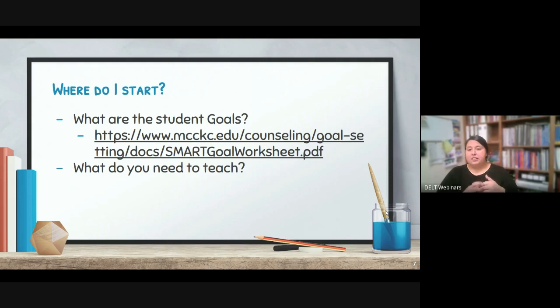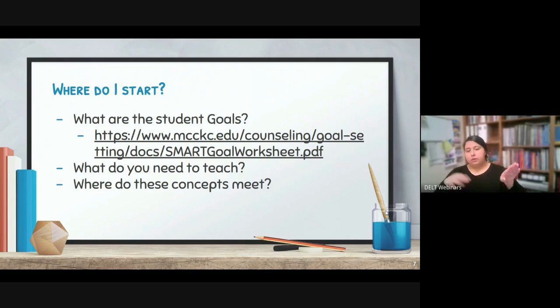I know with my teachers, I absolutely love when they think outside the box, but if it's a little too much outside the box, we miss the target of what we actually need to be teaching our students. So we really want to make sure, what do we need to teach to see students succeed? And then after all of that, where do these concepts meet? Where do students' goals and the teacher goals meet, and how can we get them all together?